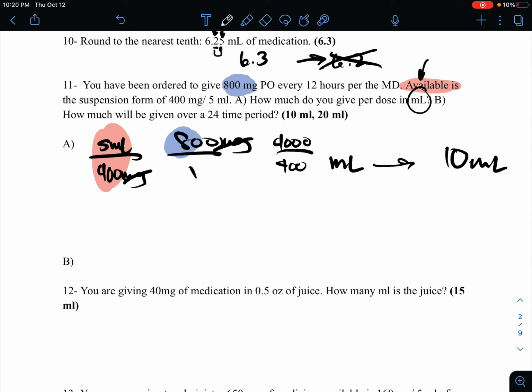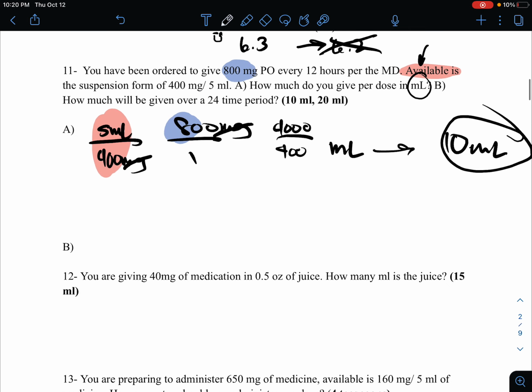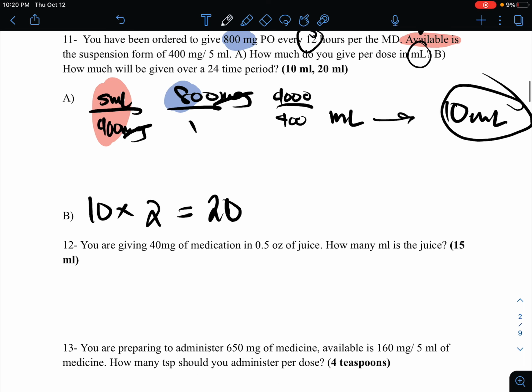milliliters. Okay, and in part B, it's asking how many over a 24-hour time period. The reason why I'm doing this is because you're going to be asked problems that will ask for the dose or ask for the total amount of dosage, right? So since this is every 12 hours, it'd be 10 times 2 equals 20. 20, yes. 10 times 2 equals 20.